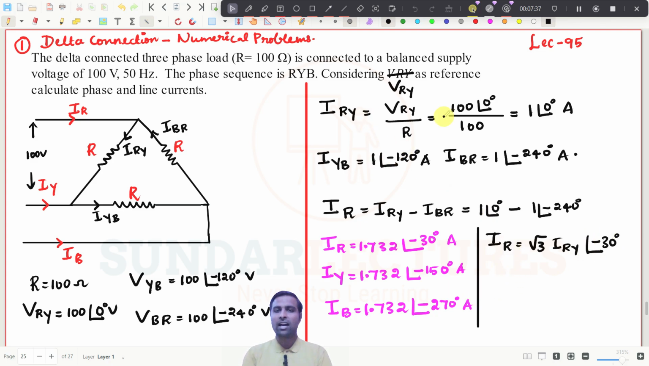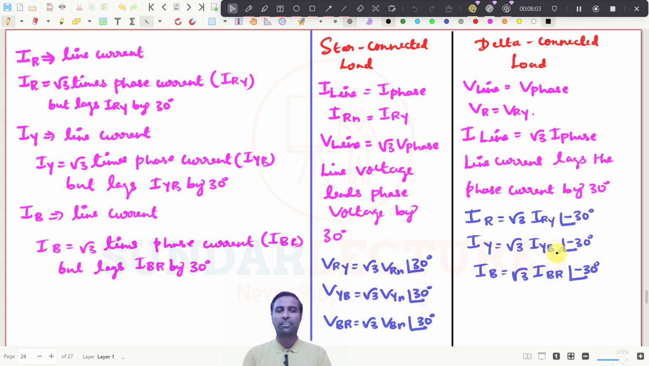What is the IRY value? It is 1, right? So 1 into root 3 is 1.732, and the angle is 0 degrees minus 30, so you get minus 30 degrees. Simply you got this answer, right? It is not necessary to write an expression like this and then find the values of IR, IY, IB. That is why we have taken these kinds of equations.